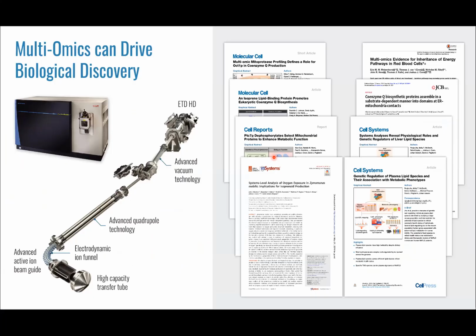We primarily use hybrid Orbitraps. This is an example of one right here. Most of the experiments I'm going to show you today come off of a system like this, where we have a quadrupole mass filter, an Orbitrap here, and down here we have linear ion traps. We find this particular instrument to be very useful for doing peptides, lipids, and small molecules.